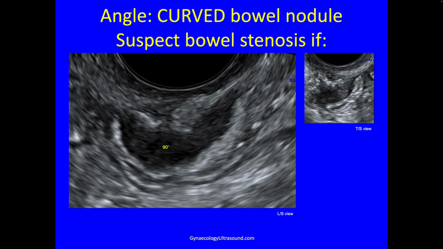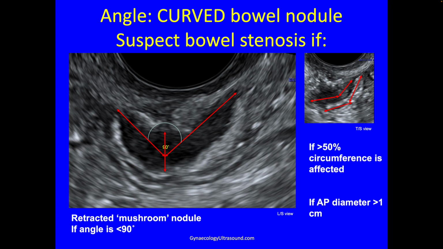When you have a curved bowel nodule, we also here would be thinking about stenosis. This is how you measure the bowel nodule, and this is the angle between them. That's the depth, and that's the width. So a retracted mushroom nodule, if the angle is less than 90, we're going to think of bowel stenosis. If more than half the bowel circumference is affected, and if the AP diameter is more than a centimetre.